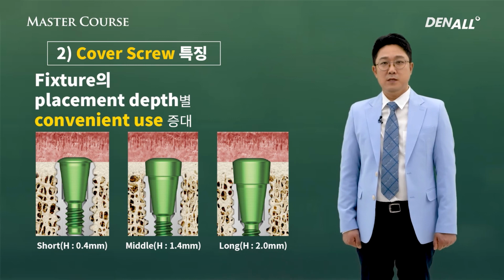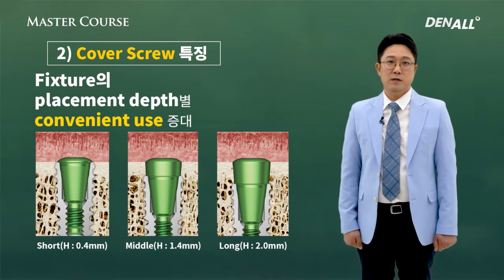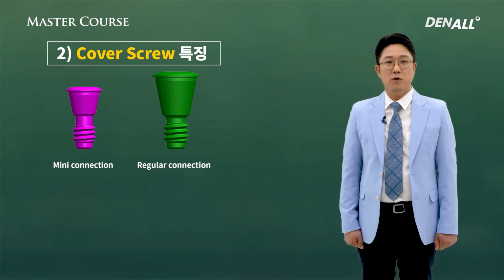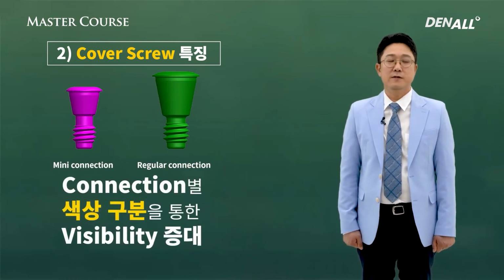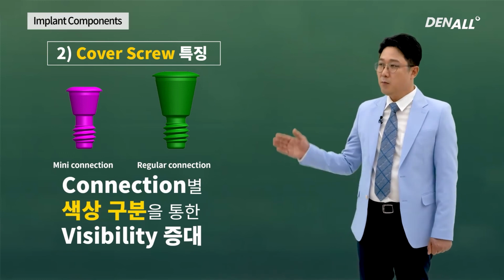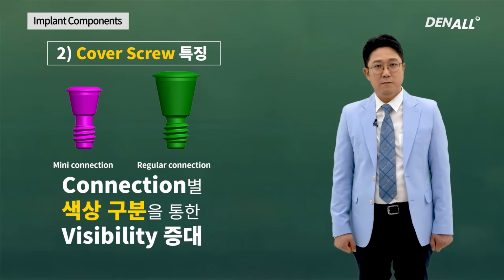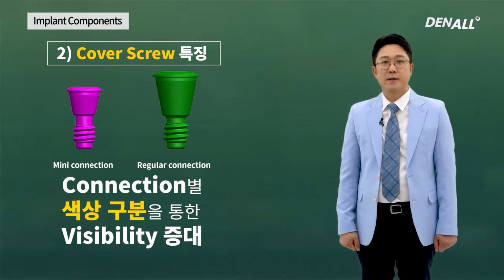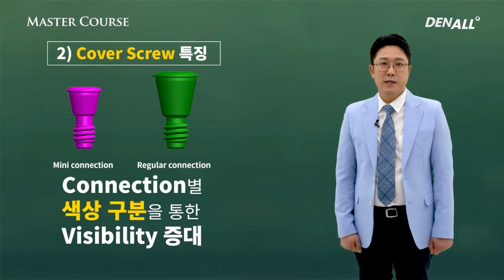Cover screw differ depending on fixture diameter, and in the case of TS implant, it is divided as mini and regular, and they're made so that people can differentiate them at a glance. They're in different colors. Mini is in purple and regular is in green, so visually it is very easy to differentiate. Next, I'm going to talk about healing abutment.